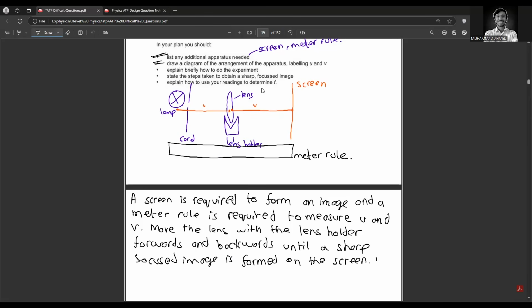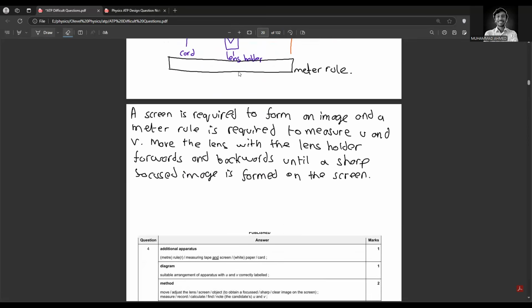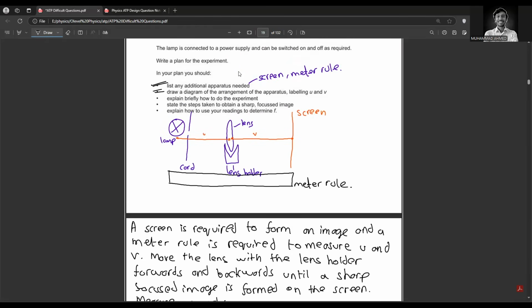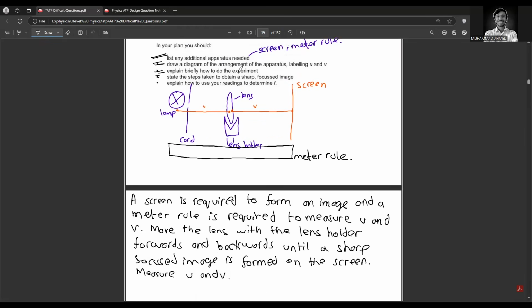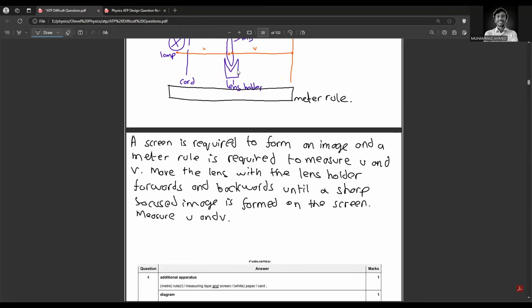Then what will you do? Measure U and V. Simple as that. We have done that. We have explained how to do the experiment. State the steps taken to form a sharp focused image. We have also done that. Also, you can write a precautionary measure here as well.